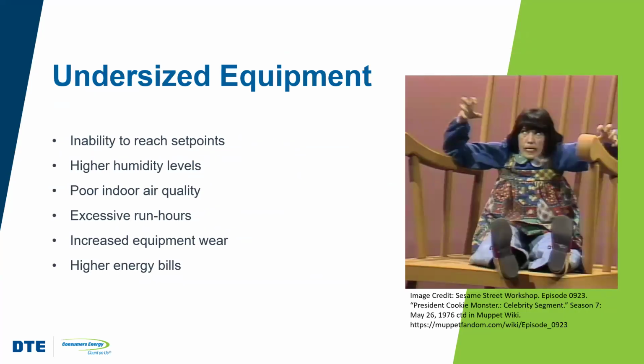With undersized equipment, the equipment is too small for the space. It's not going to be able to, for example, reach its set points. The equipment may then run longer than it has to. So it's not going to achieve set point, it's going to keep running, and that's going to waste energy. With undersized equipment, you also might experience higher humidity levels in the home, so you may end up with mold or mildew in the space. You get these higher humidity levels because the equipment can't cool as much as it needs to for the space.